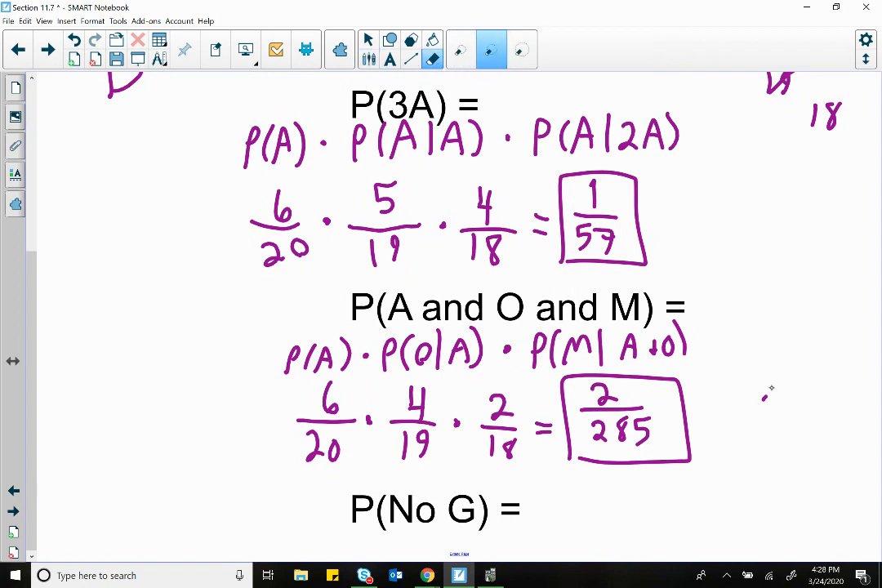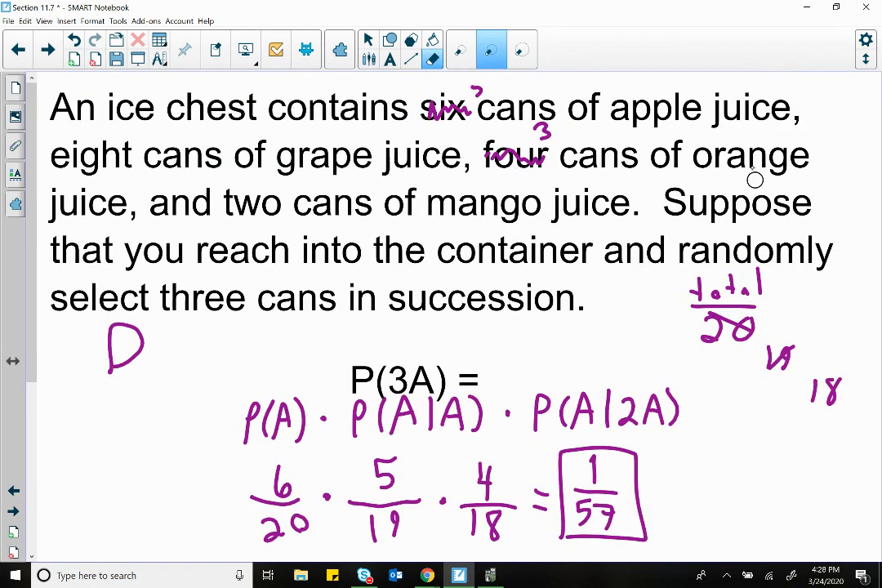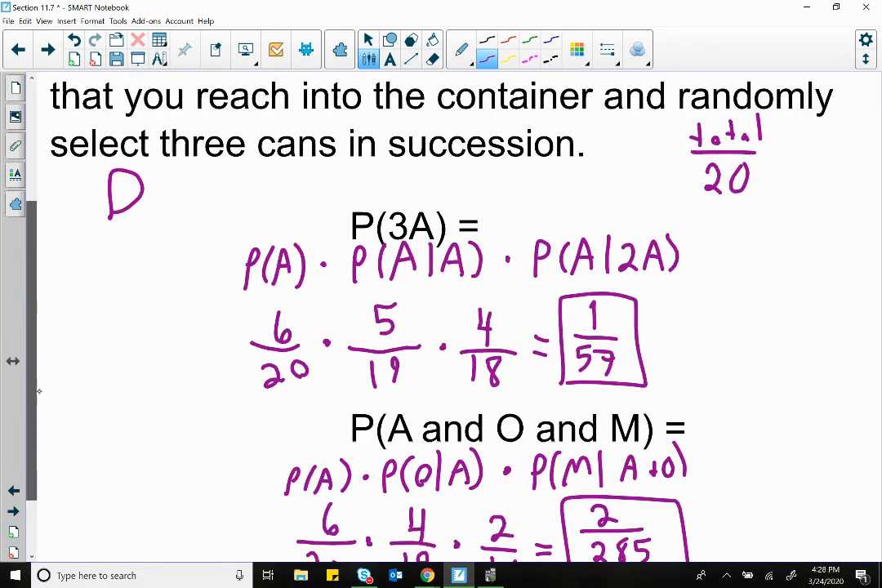And last but not least, what if we want the probability of no grape? Every time we pull no grape. Okay, so it doesn't matter what cans we grab as long as it's not a grape. So if we're looking at this and thinking about their probabilities, there are a total of 2, 6, and 4, 12 cans that are not grape.